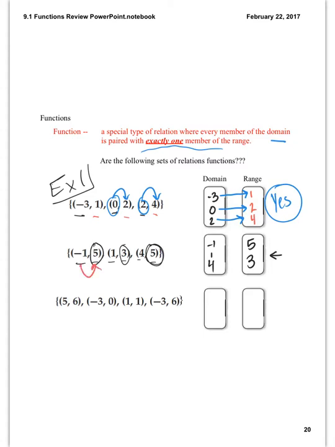-1 pairs with 5. 1 pairs with 3. And 4 pairs with 5. Now my question for you is this relation a function? Go ahead and reread the definition of function to yourself and decide if this guy is a function or not.